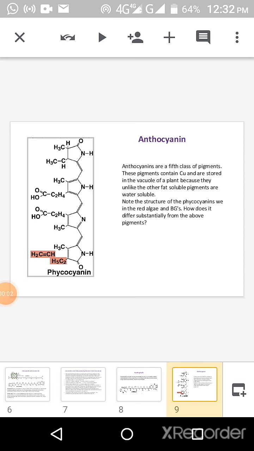Anthocyanins are another class of pigments. These pigments are also present in plants. These pigments contain copper and are stored in the vacuole of a plant, because unlike the other fat soluble pigments, they are water soluble. The structure of anthocyanins in the red algae and blue-green algae, how does it differ substantially from the above pigments? Can you take it up as an assignment?